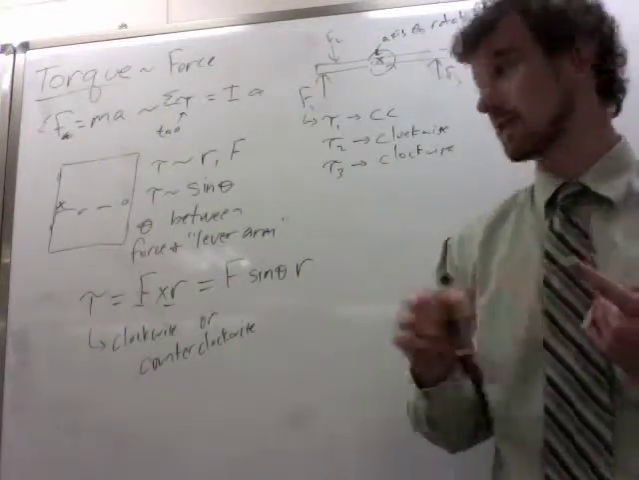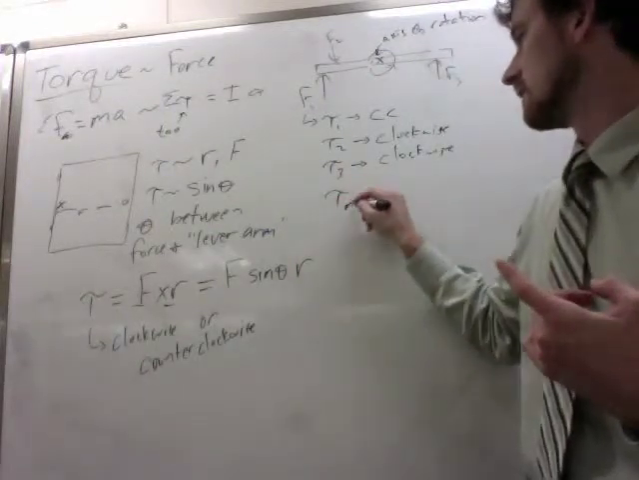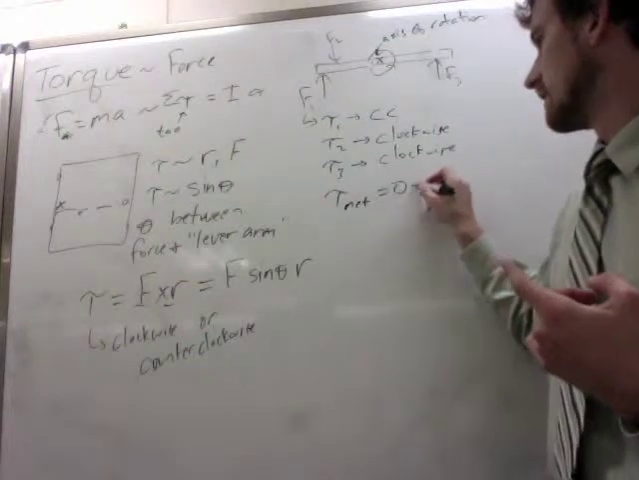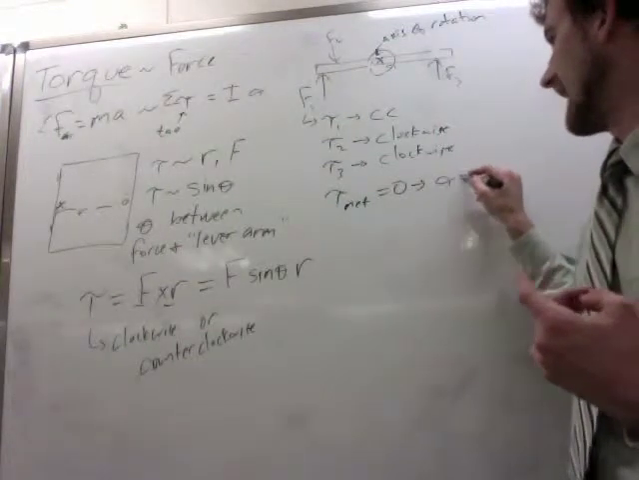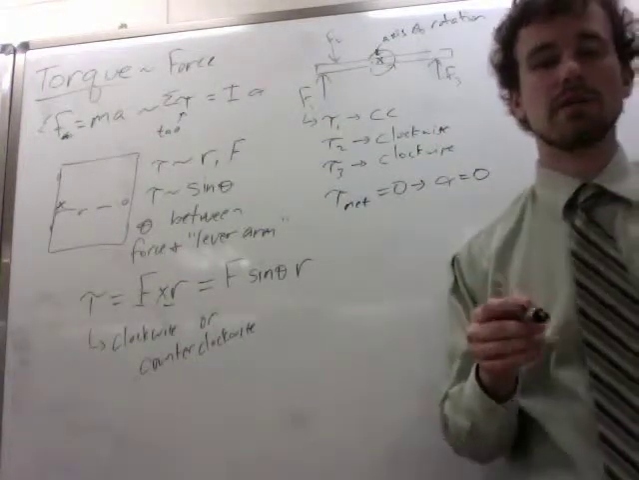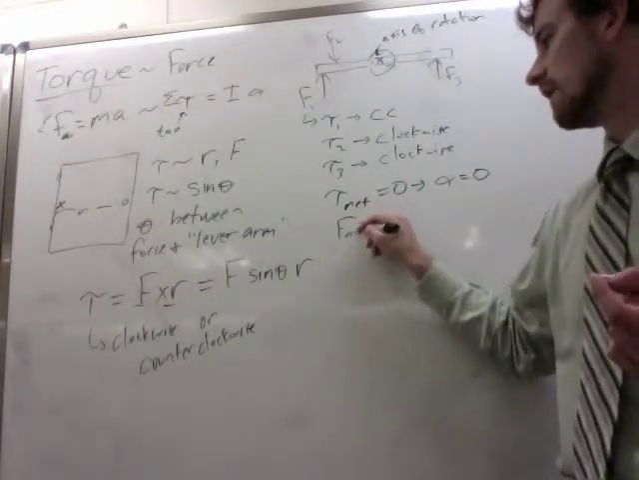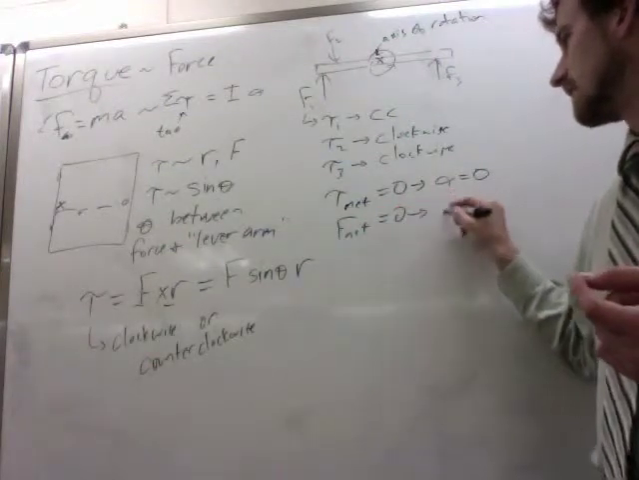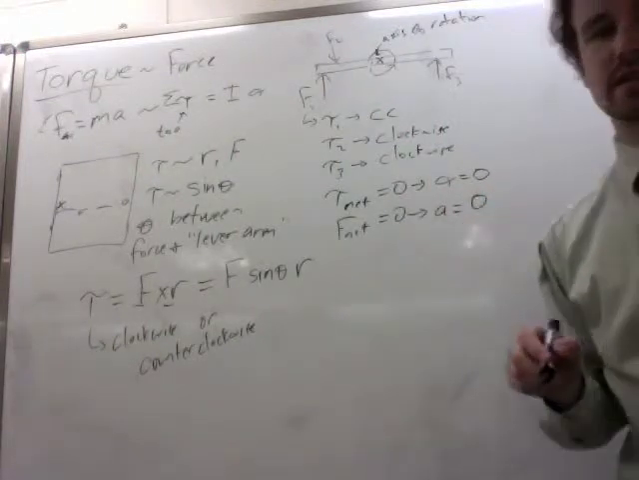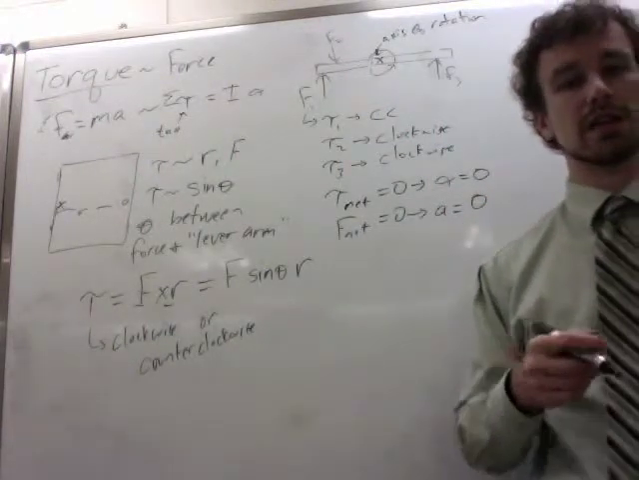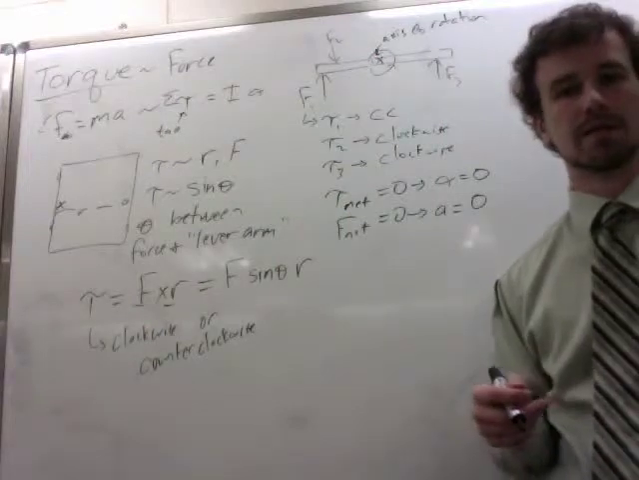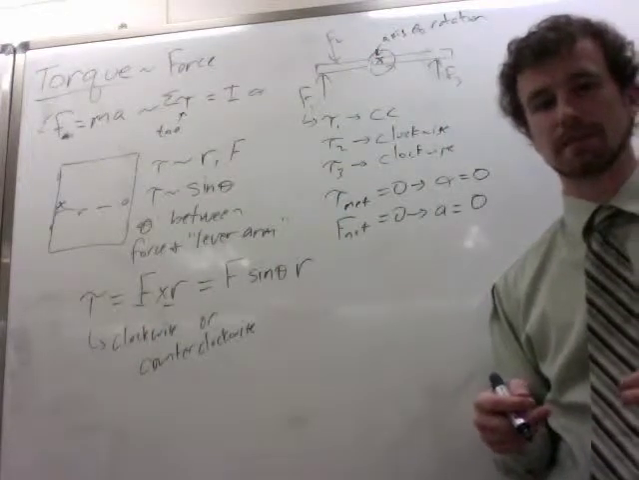A net torque of 0 means the angular acceleration is 0. The rotational motion of the object isn't changing. And we already know a net force being 0 means the acceleration is 0, which means that the linear or translational motion of the object is not changing.